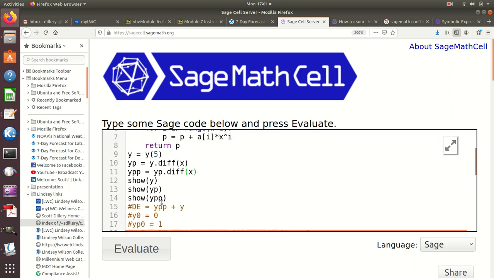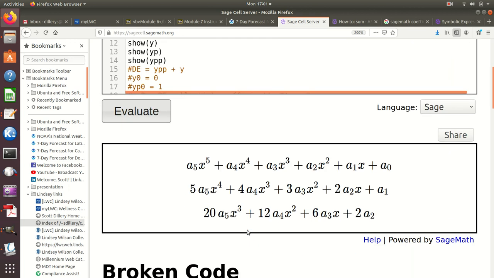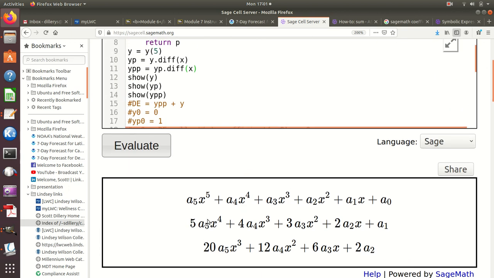So I've got a bunch of stuff commented out, but here I make the function and look at its first and second derivative. So here I evaluate, and if we look down here, there they are. I have a0, a1x, a2x squared, a3.